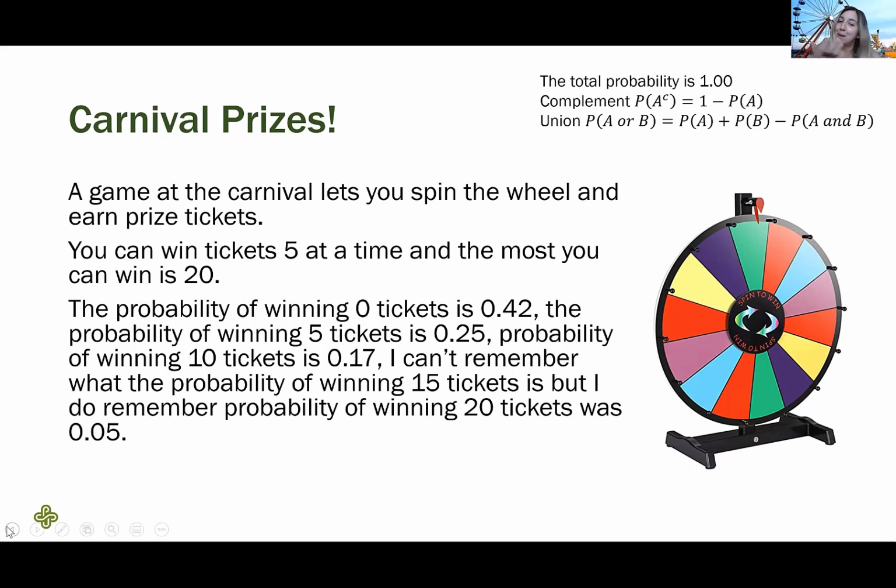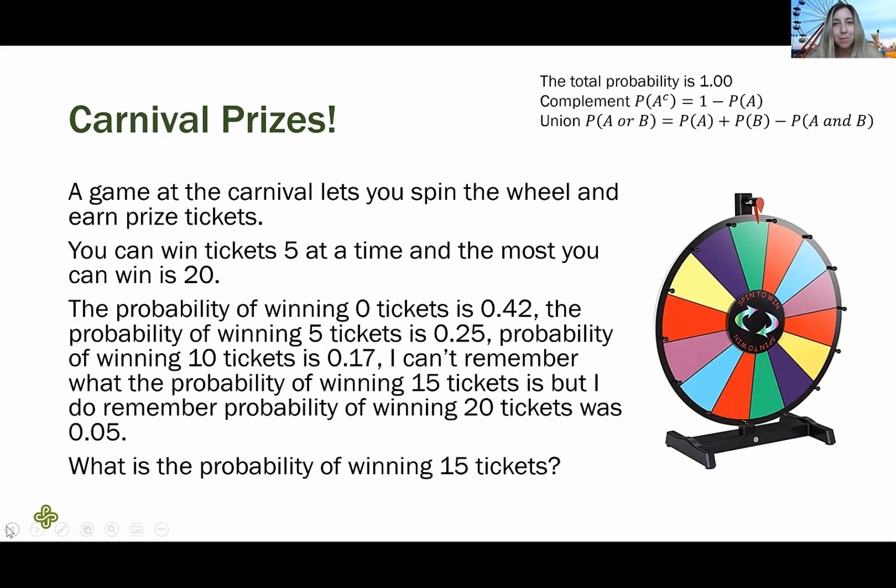And I can't really remember what the probability of winning 15 tickets is, but I do remember the probability of winning 20 was only 5%. Can you help me figure out that missing value? What was the probability of winning 15 tickets? Pause the video, see if you can do it yourself.